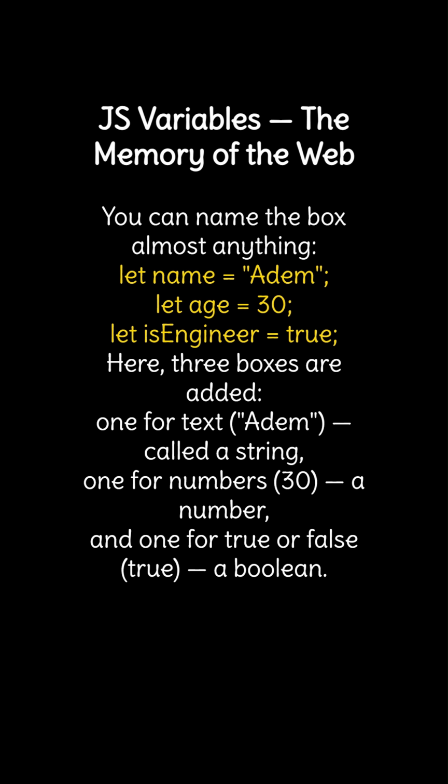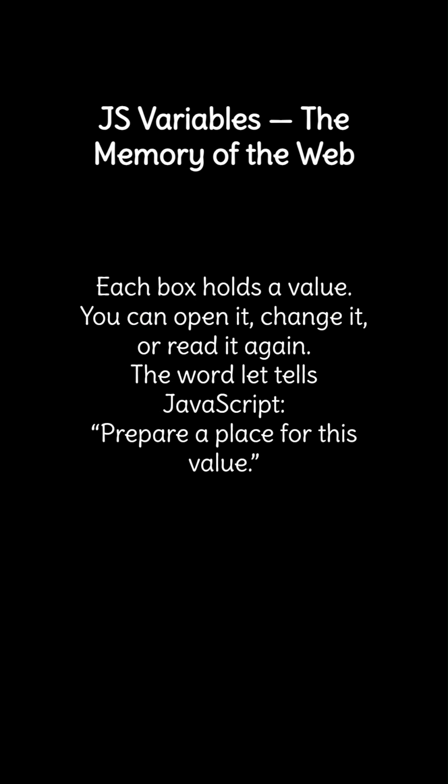let name = "Adam"; let age = 30; let isEngineer = true. Here three boxes are added: one for text, a string; one for numbers, 30, a number; and one for true or false, true, a boolean. Each box holds a value. You can open it, change it, or read it again. The word let tells JavaScript, prepare a place for this value.